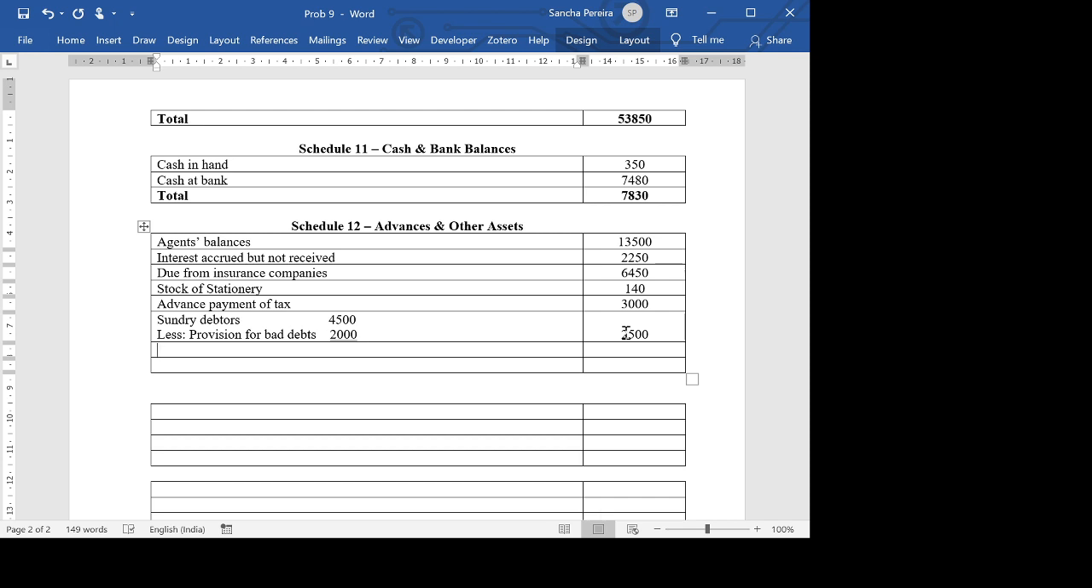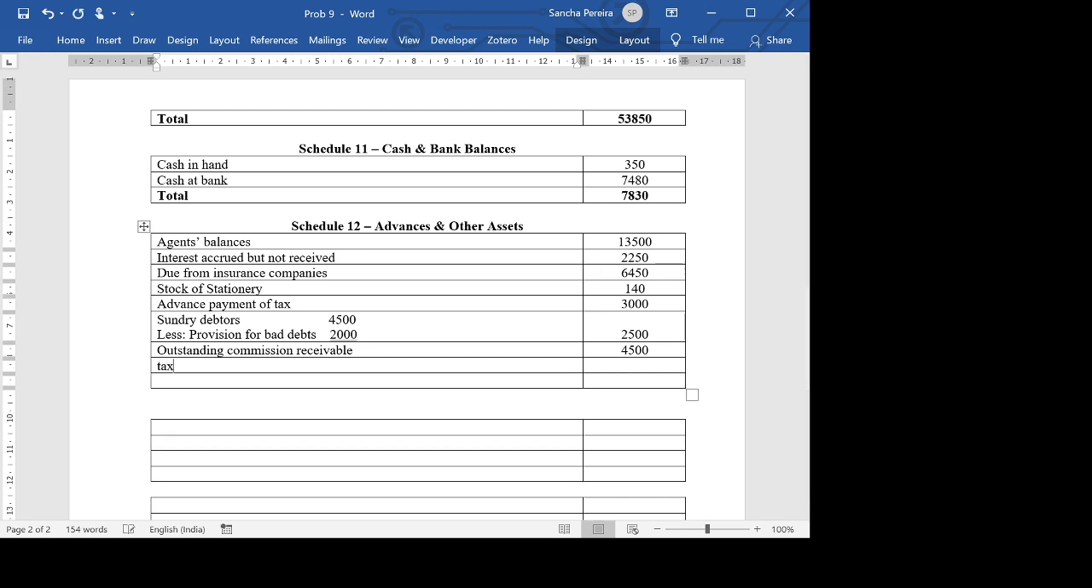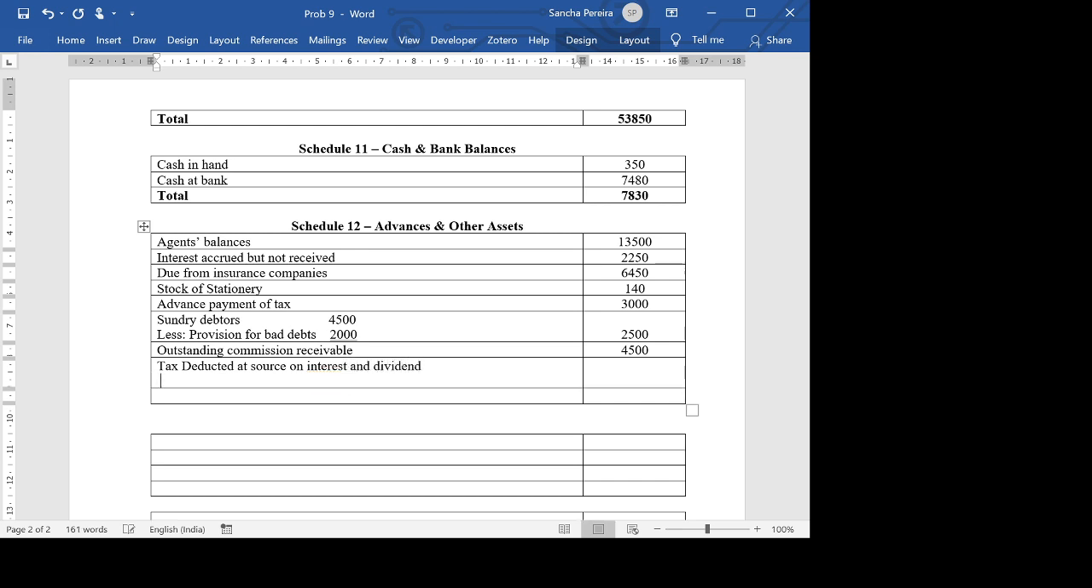Then we have outstanding commission receivable, which is 4,500. And the last that I'm going to show is the TDS. The last thing that I have to show is the tax deducted at source on interest and dividend. Okay, now we've got four items here.